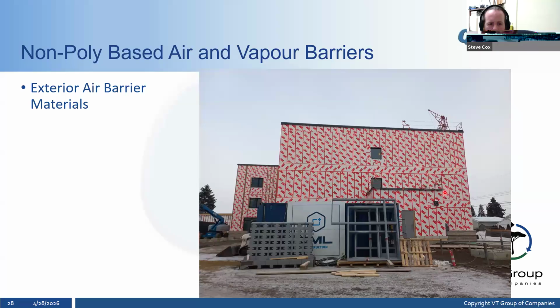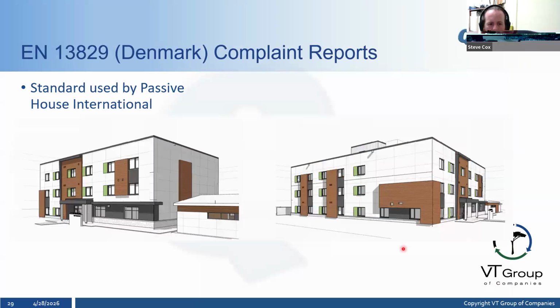So it's an air barrier and a vapor permeable membrane. You can see it's a 3-story apartment building that they were doing this one on. Here's the renderings of it. It needed to attain the Passive House International standard for air tightness. So I went out there and I did the compliant EN 13829 Denmark testing on that one.